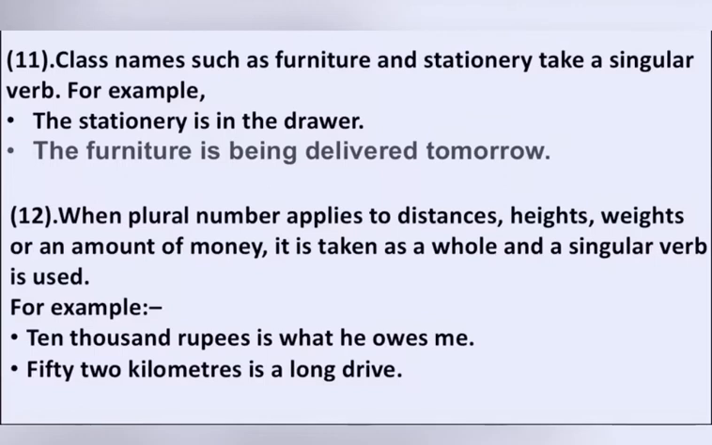Now, another example is here. 52 kilometers is a long distance. So, here 52 kilometers has been taken as a whole distance. So, that is why it has been followed by a singular verb.